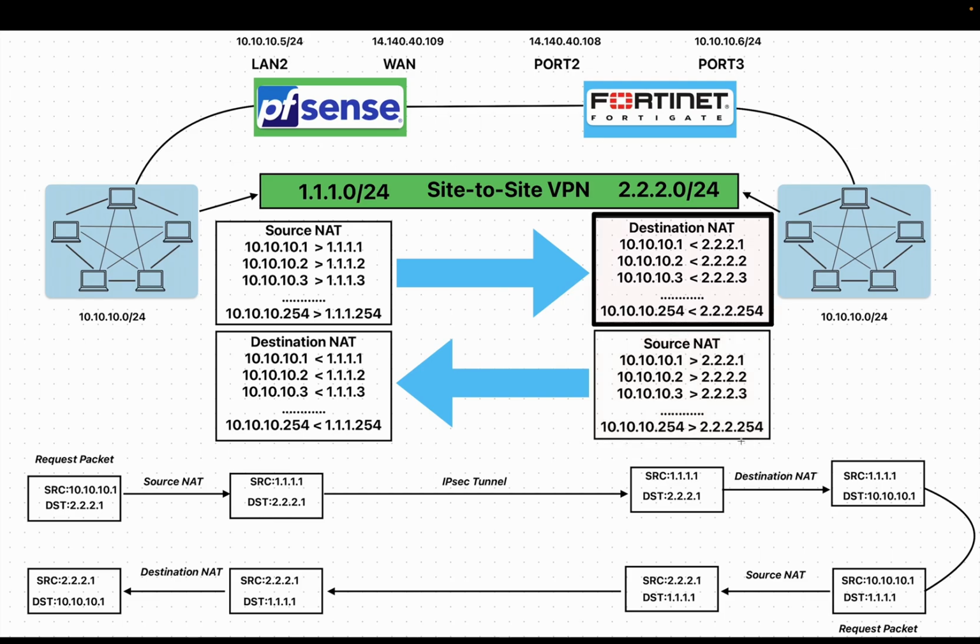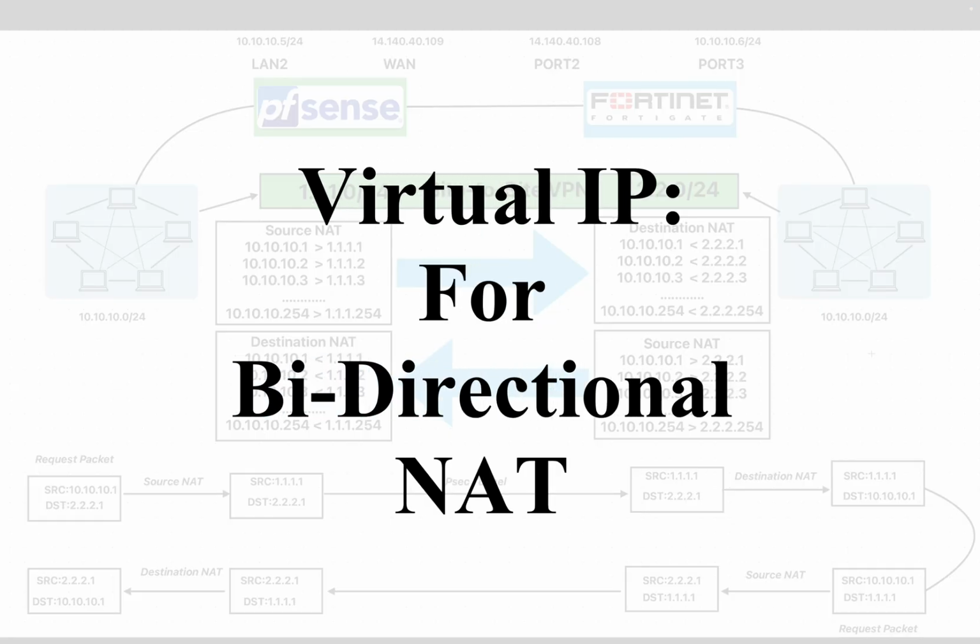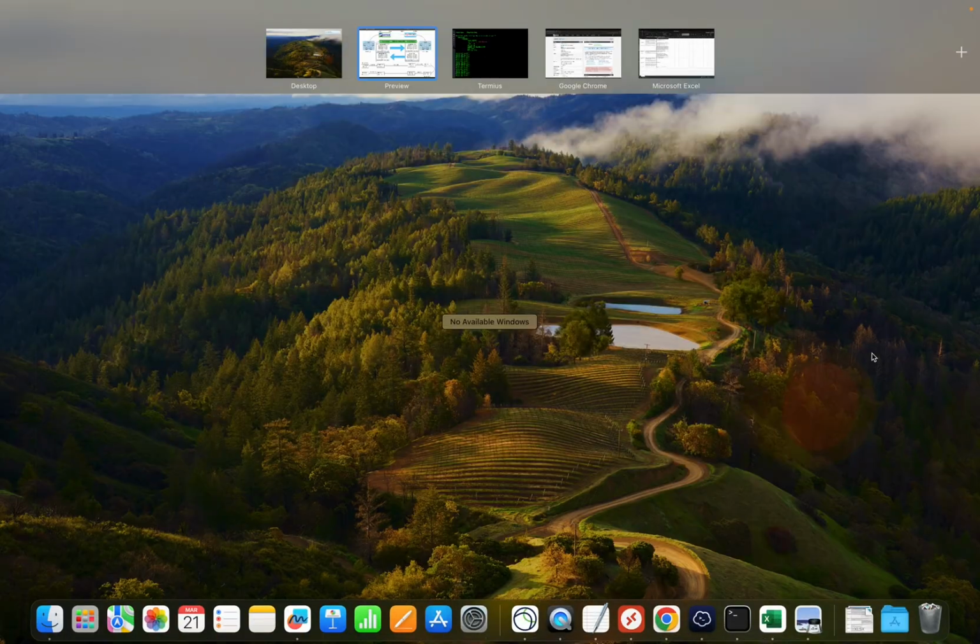And for the destination NAT, when somebody is trying to reach this particular subnet, which is inside, behind the Fortigate firewall, they will be using the external IPs 2.2.2.1 until 2.2.2.254, which will get translated on the Fortigate firewall and then translated back to the actual addresses, which is 10.10.10.0/24. And this will be achieved using the virtual IP object, which will allow us to do the bidirectional NAT on the Fortigate firewall. So let's get started.